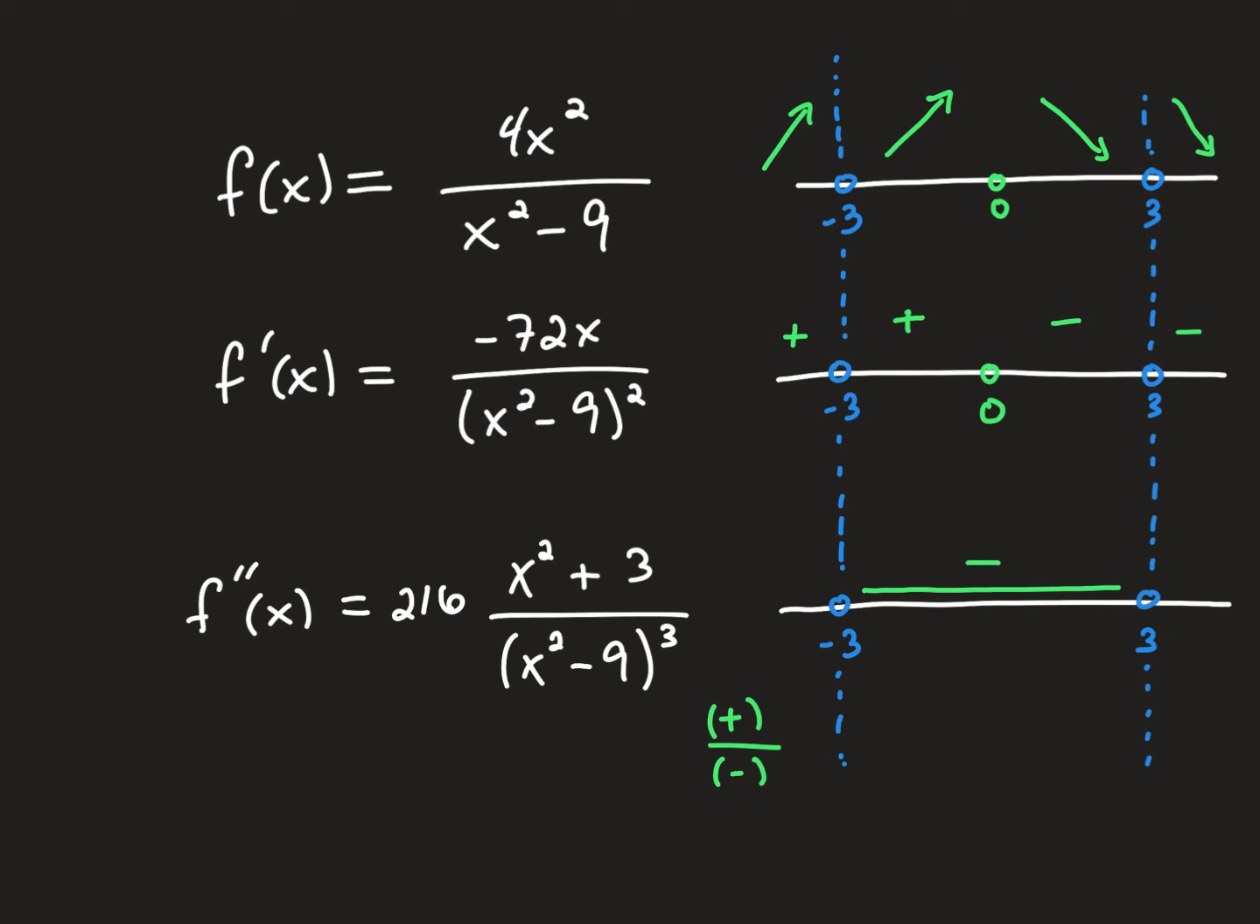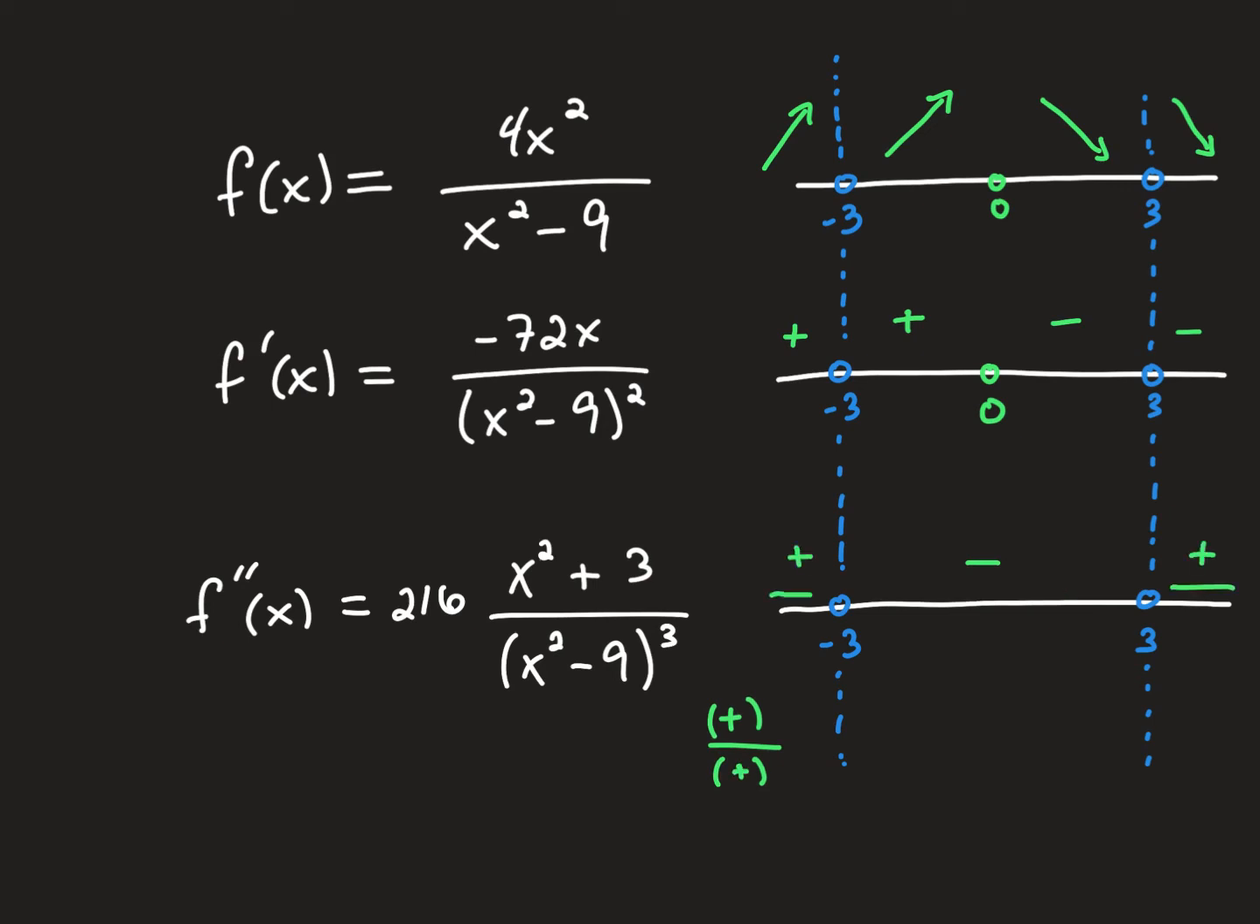Now let's take a look at the second derivative. Okay, fortunately, if I pick anything in here, this is going to be positive. So actually, I'm okay to pick something like 0 here. So if I put in 0, I get 0 squared plus 3 gives me a positive number. 0 squared minus 9 gives me a negative number, and a negative number cubed is negative. So positive divided by negative is negative.